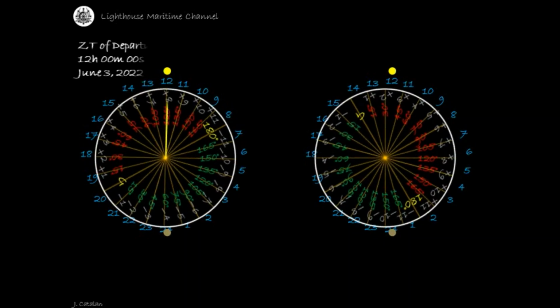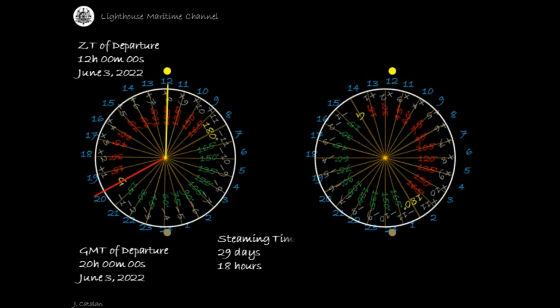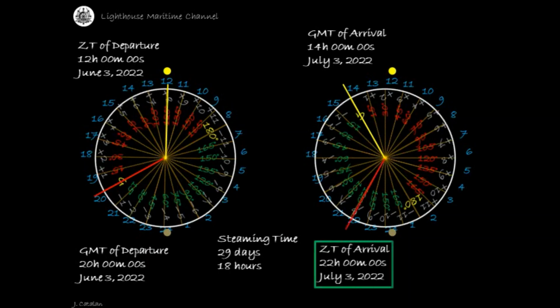ZT of departure is 12 hours 00 minutes and 0 seconds on June 3, 2022. GMT of departure is 20 hours 00 minutes and 0 seconds on June 3, 2022. Steaming time from San Diego to Philippines is 29 days and 18 hours. GMT of arrival is 14 hours 00 minutes and 0 seconds on July 3, 2022. ZT of arrival is 22 hours 00 minutes and 0 seconds on July 3, 2022.